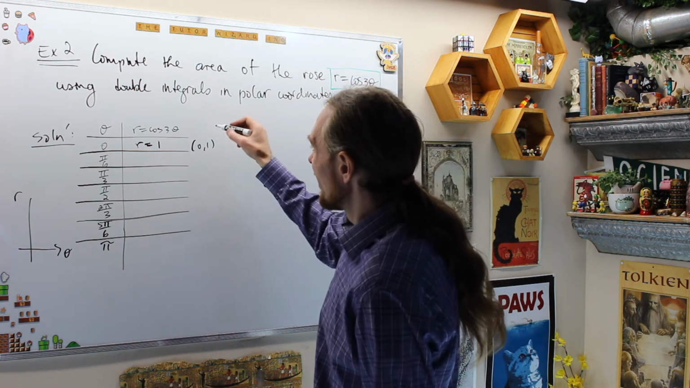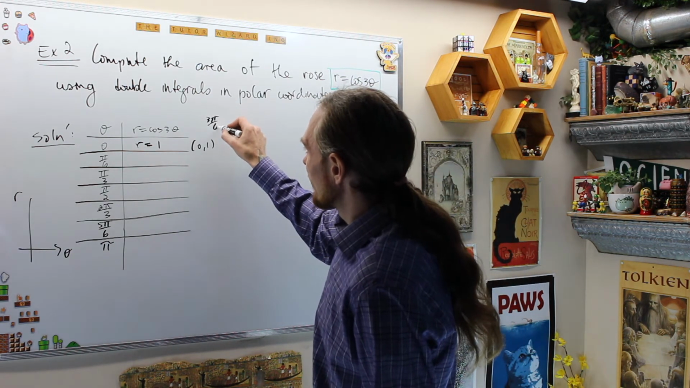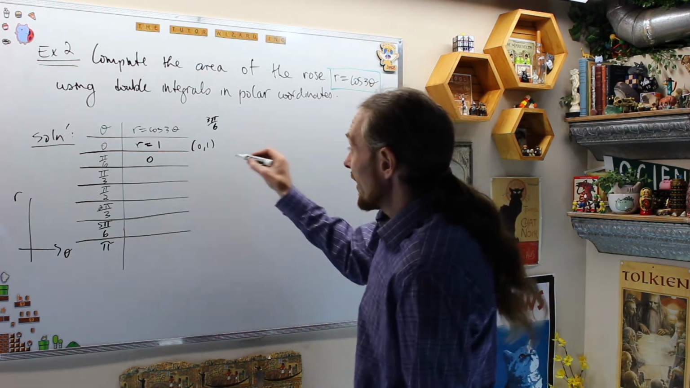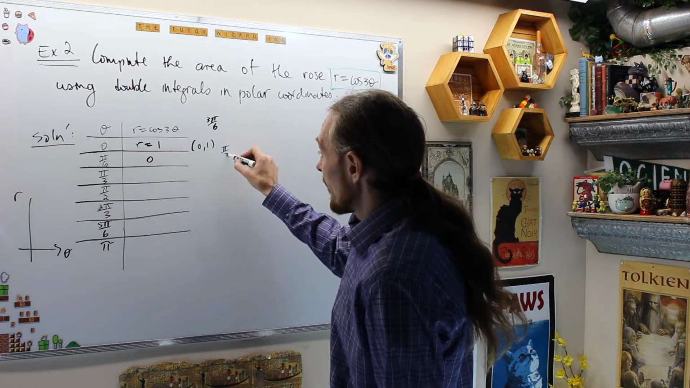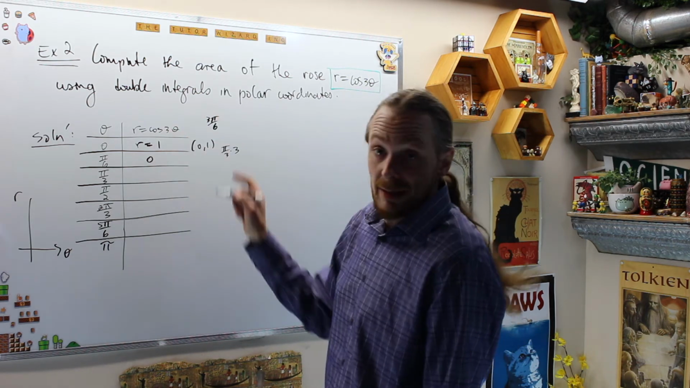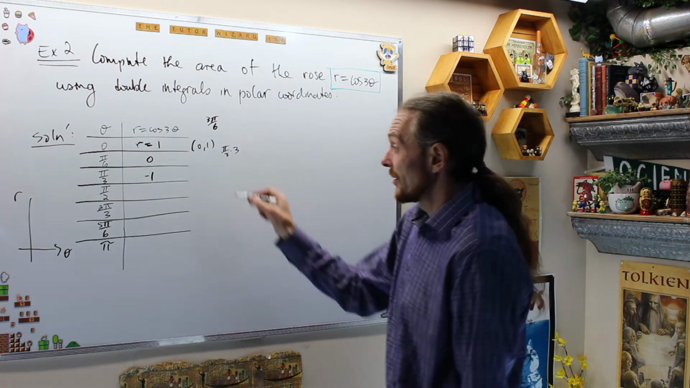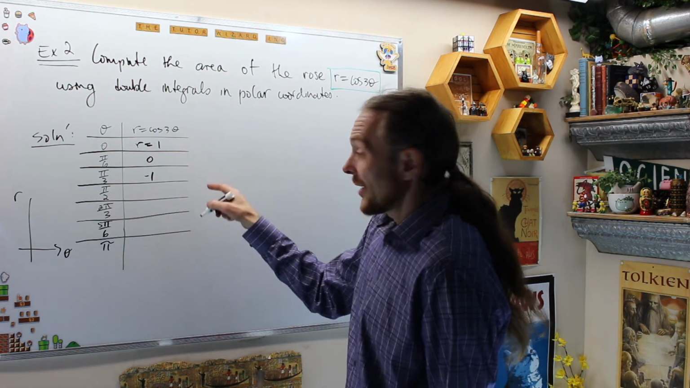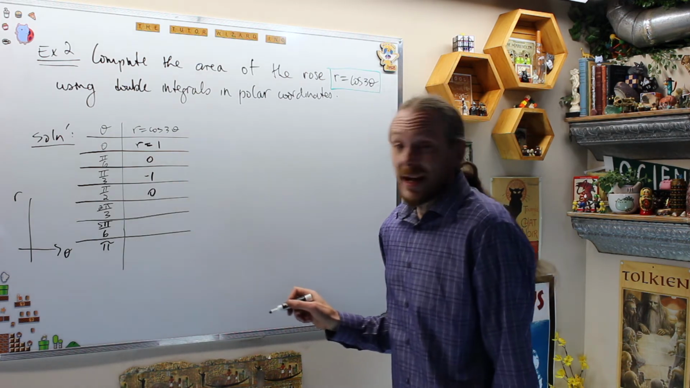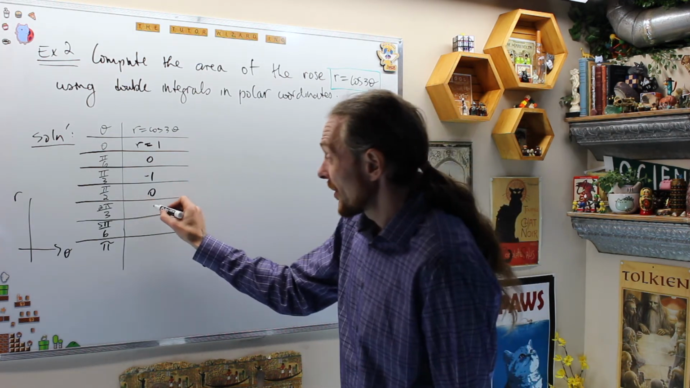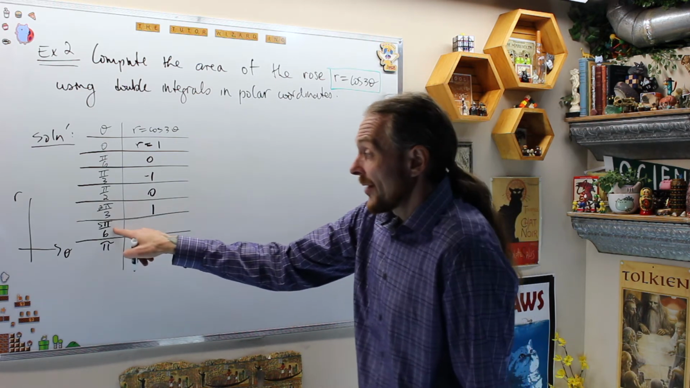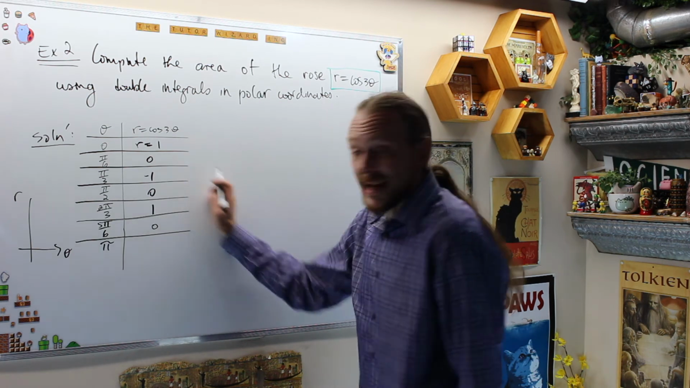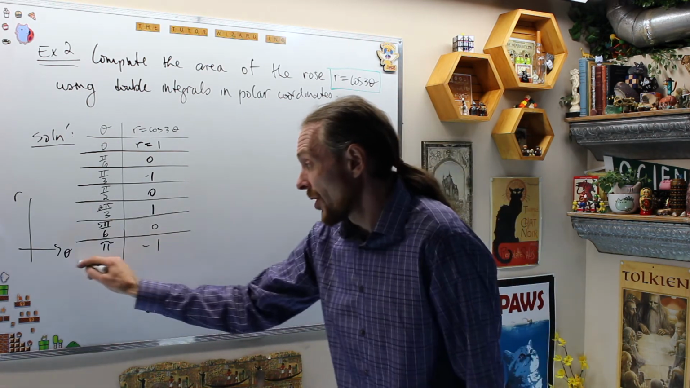Then at pi over 6, I get 3 pi over 6, which is pi over 2, so I'm going to get 0. At pi over 3, I get pi over 3 times 3, which is pi, so cos of pi is negative 1. I won't write out all the points, but you see where I'm getting at. At pi over 2, that gives me 3 pi over 2, so I get 0 again. At 2 pi over 3, that gives me 2 pi, so I get 1. At 5 pi over 6, that's 5 pi over 2, which gives me 0. And at pi, that gives me 3 pi, which is negative 1.